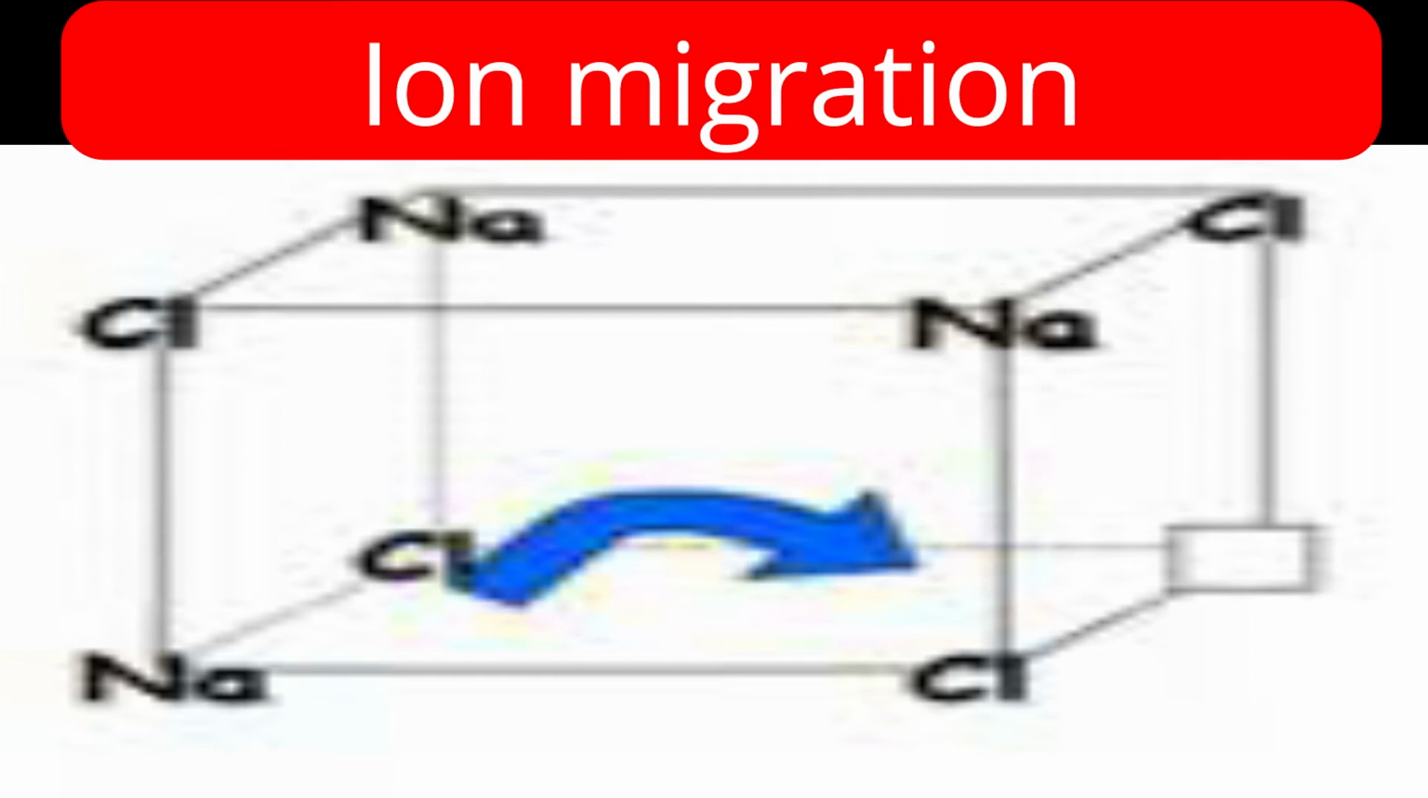Now here, if a sodium ion has to migrate, then it has to jump and go to the other vacant site, the other corner. Translatory motion in that plane it can't do, because crowding is more.